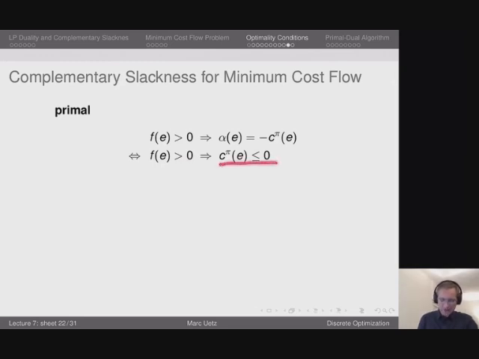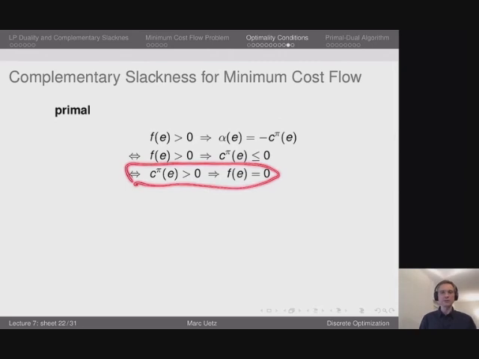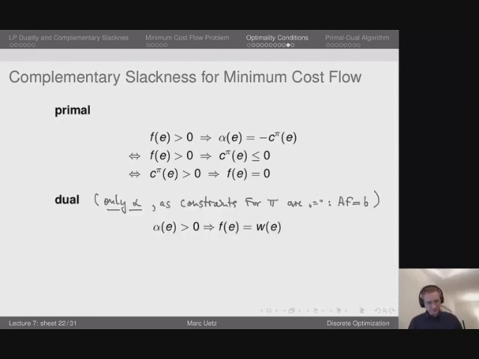that if this is strictly larger than 0, then the flow value must be equal to 0. So if the reduced cost is strictly positive, then the flow value must be equal to 0. And that's the way we actually need it. So that was primal complementary slackness. So let's look at dual complementary slackness.